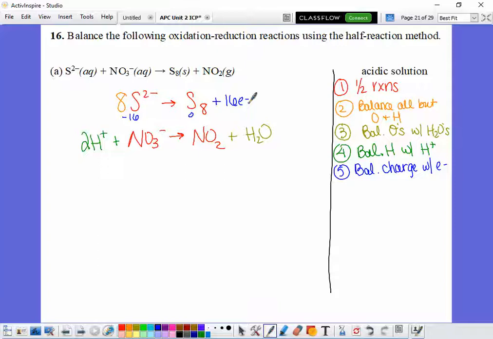Okay. And now for my second half reaction, what's the overall charge on the left? +1, because I have a +2 here and a -1. 2 plus -1 is +1. And what's the overall charge on the right? 0. So which side is more positive? The left. So how many electrons am I going to add to the left? 1.